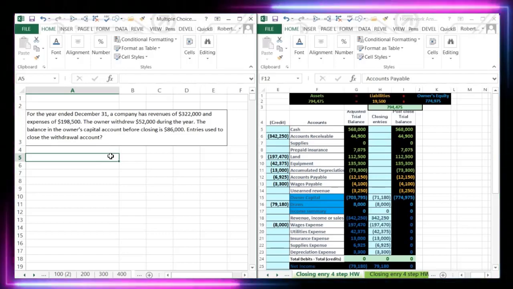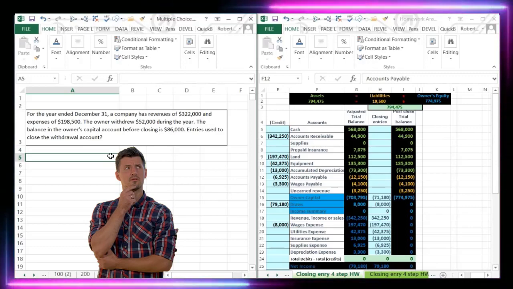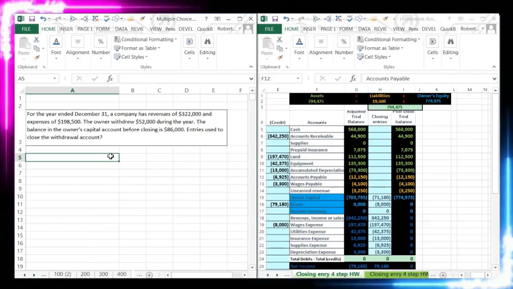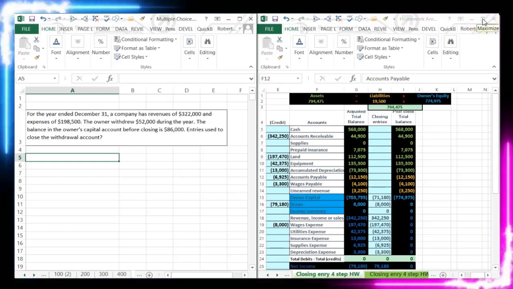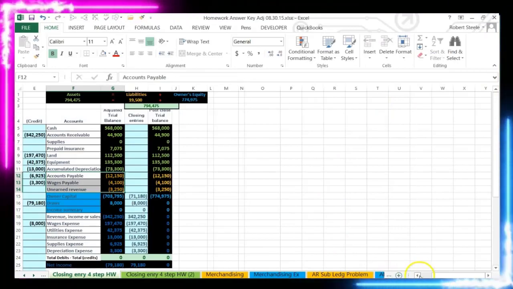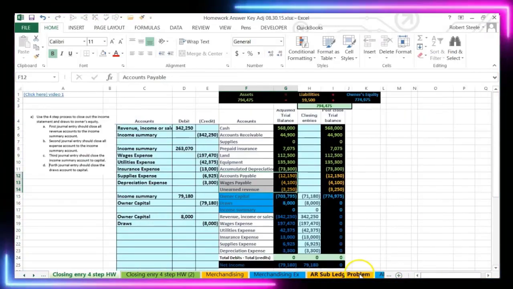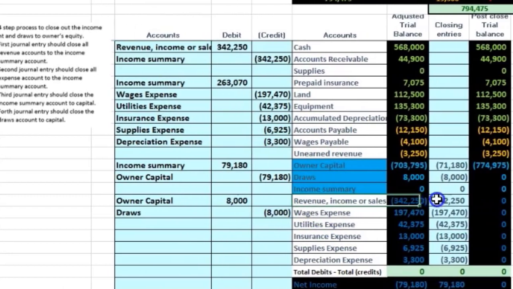That's one of the difficult things about these smaller problems, because that's almost harder. We're leaping in above what we would normally do. So if we look at the total process, I'm just going to look at this problem real quick. This is a different problem, but it's a closing problem. And so we'll just look at this and just remember that there's four steps to closing. One, we close out revenue, and that makes this go to zero.